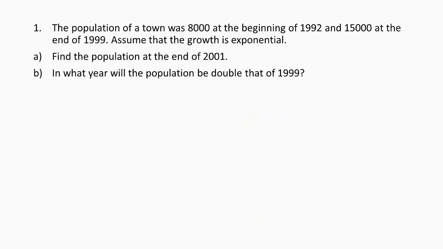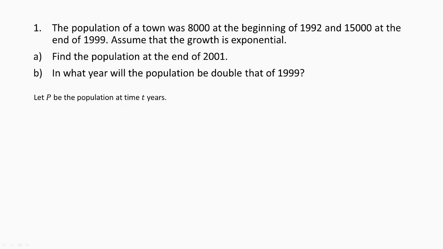Okay, here's our problem. The population of a town was 8,000 at the beginning of 1992 and 15,000 at the end of 1999. Assume that the growth is exponential. Find the population at the end of 2001, and then it says in what year will the population be double that of 1999. So how do we start this?